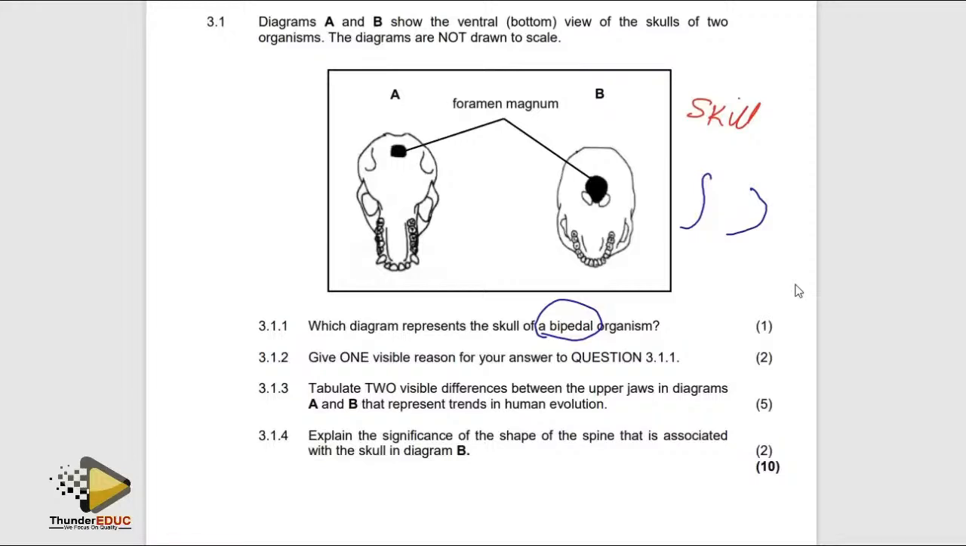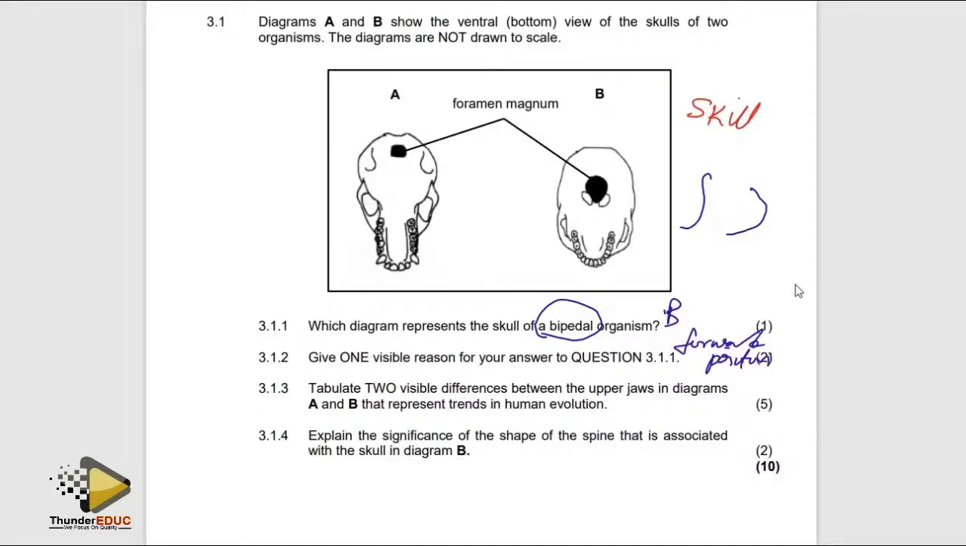So they're saying, give one visible reason for your answer. So the answer here is B. If the answer is B there, therefore it means that give one reason. It's because the foramen magnum is in the forward position. And then they're saying that tabulate two visible differences between the upper jaw.